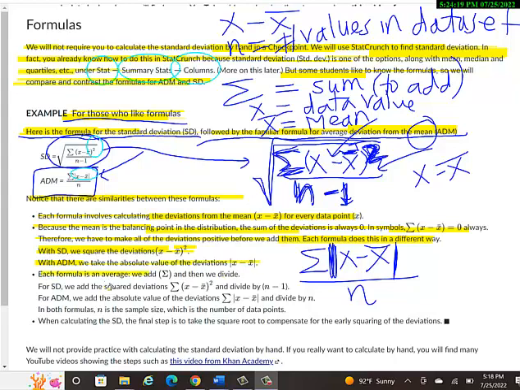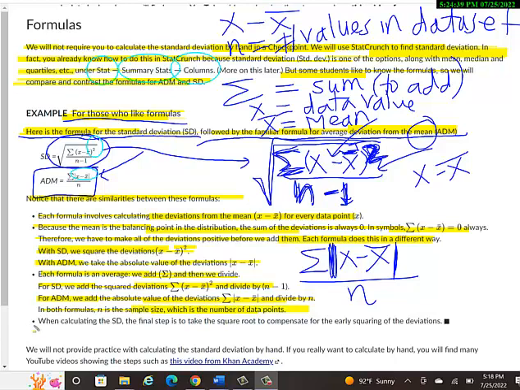Each formula is an average. We add, which is the summation symbol, and then we divide. For standard deviation, we add the squared deviations and then divide by n minus 1. For average deviation from the mean, we add the absolute values of the deviations and divide by n. In both formulas, n is the sample size, the number of values we have, which is the number of data points.